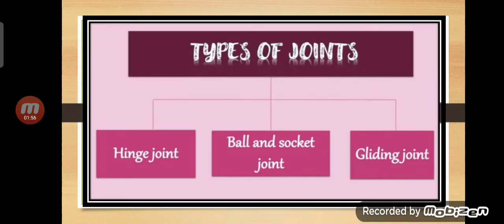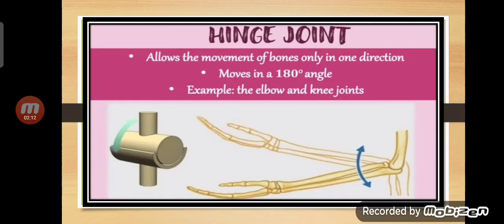So there are three types of movable joints, which are hinge joint, ball and socket joint, and gliding joint. Let's see one by one in detail. The first one is hinge joint. What does a hinge joint do? This is a type of joint which allows the movement of the bones only in one direction. It moves in a 180-degree angle.